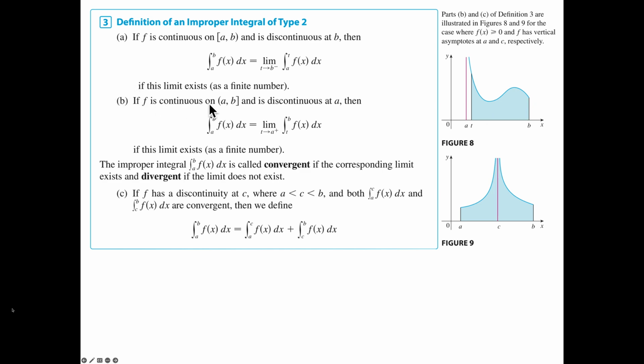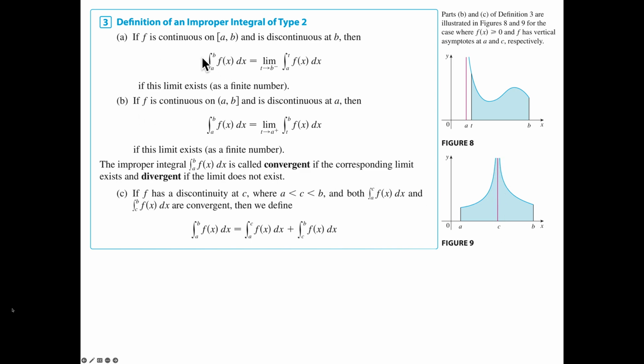And for part B, now we're saying A is discontinuous. All right, but everything between A to B and including B were continuous. So here, for example, in this graph, here's A. It's possibly a vertical asymptote here. But now when we take the limit as t approaches A, we can only approach it from the right. We can't go outside of our lower bound, or as we said earlier, our upper bound. And the other improper integral here would be, again, if we have some value c in between a and b, that is my vertical asymptote.